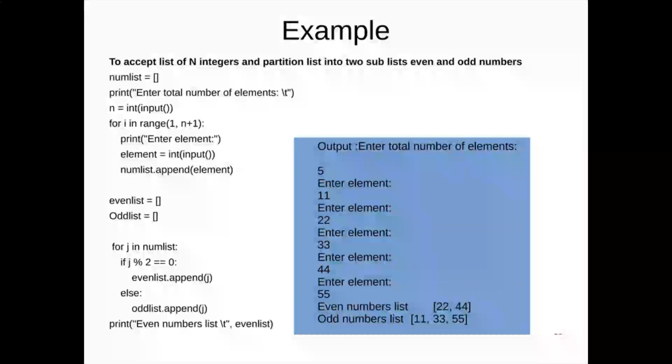This is an example to accept a list of n integers and partition the list into two sublists, even and odd numbers. This is the example where we enter the total number of elements, using the built-in functions, with either a negative or positive index value.